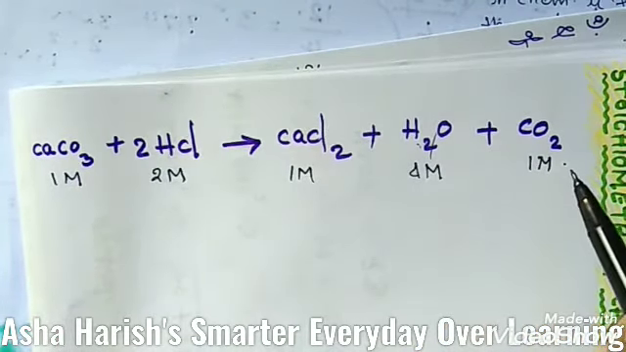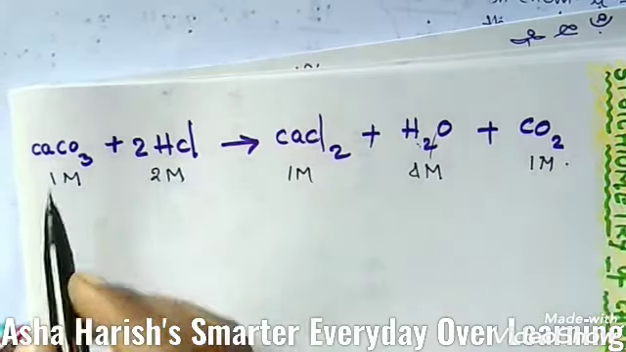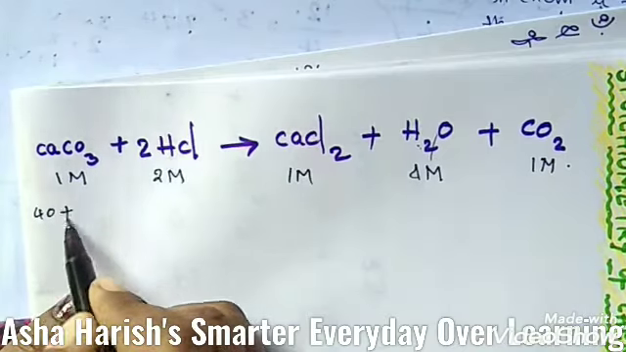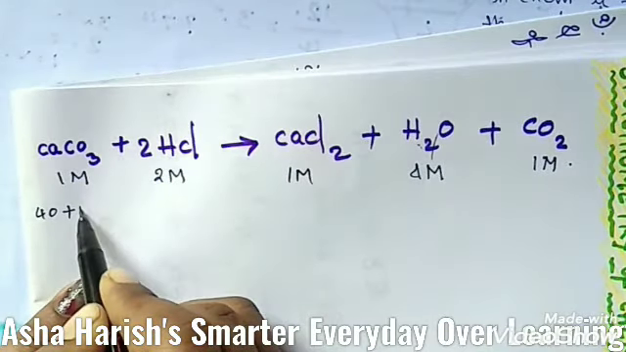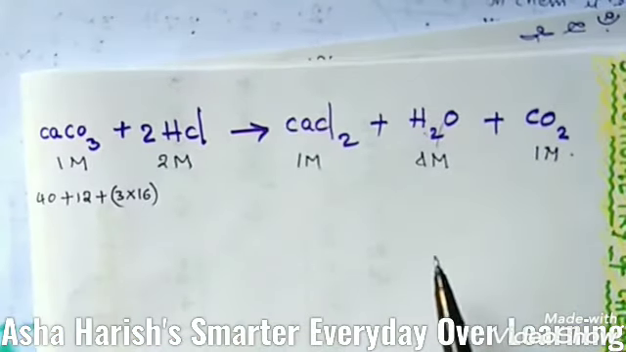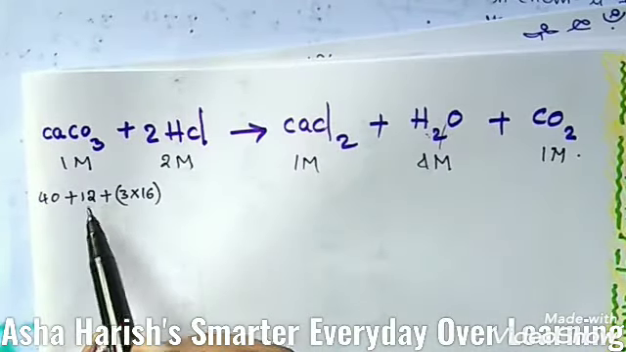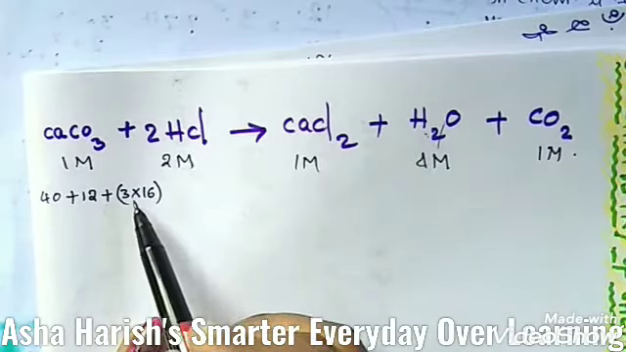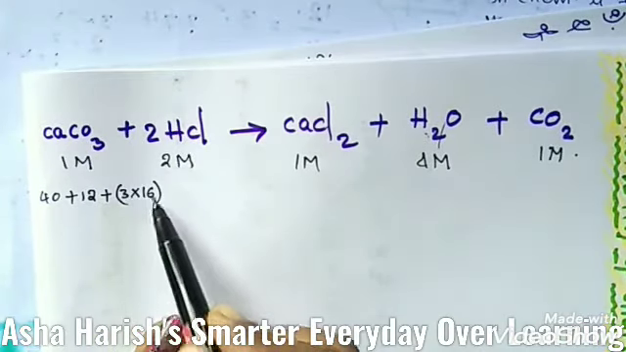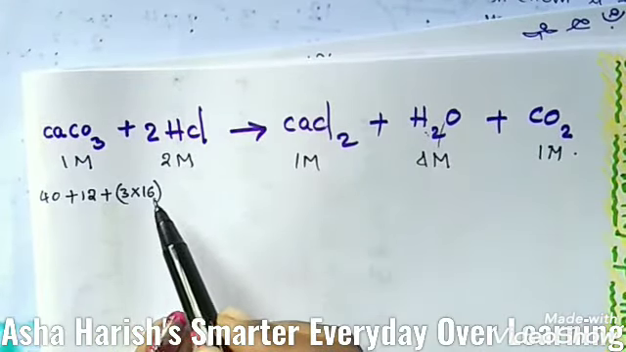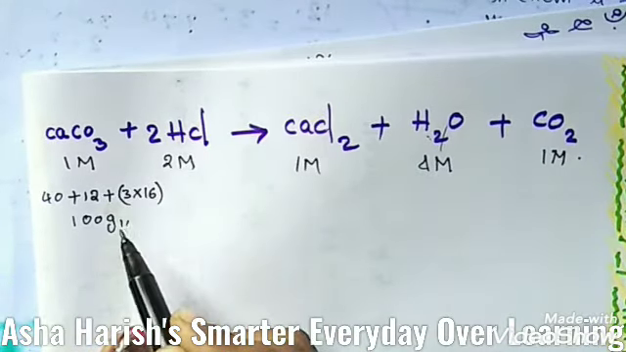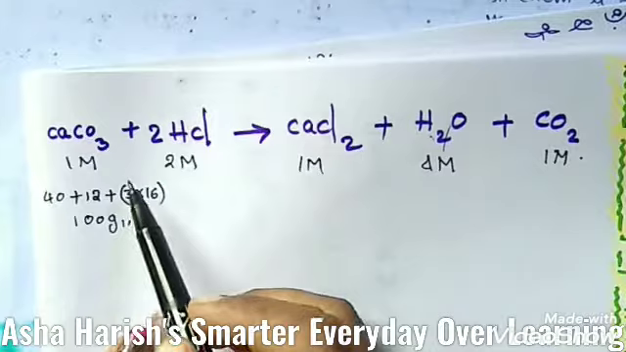Let us see now the molecular masses of these. Calcium is 40 plus, here is the carbon, and the atomic mass of carbon is 12, its atomic number being 6. Here 3 oxygen atoms are present, so 3 into 16, 16 is the atomic mass of oxygen. Now students, you should get 100 grams, that is the molecular mass of this calcium carbonate.